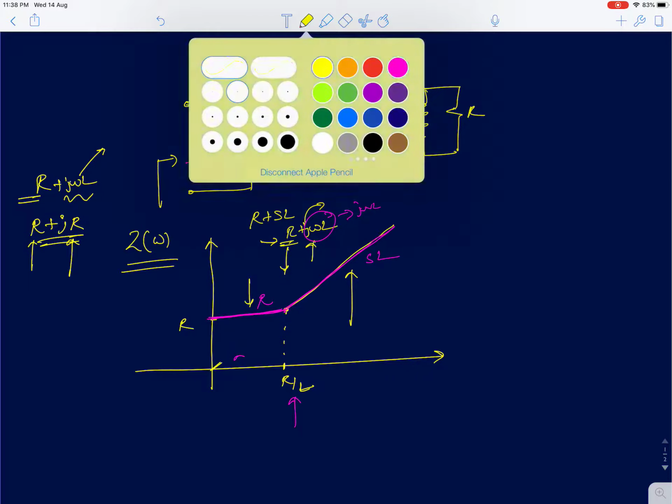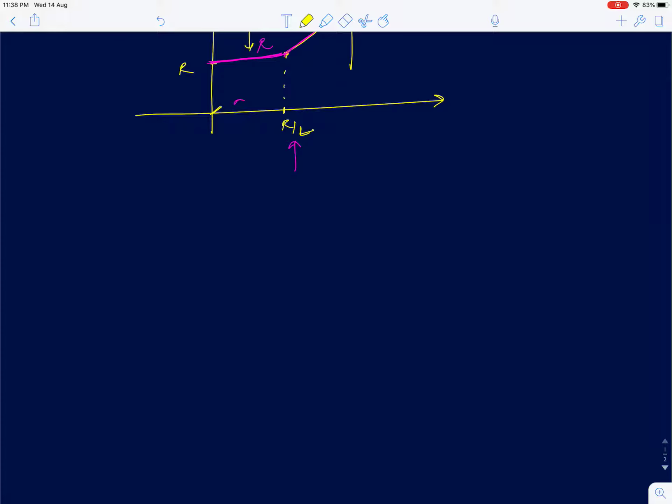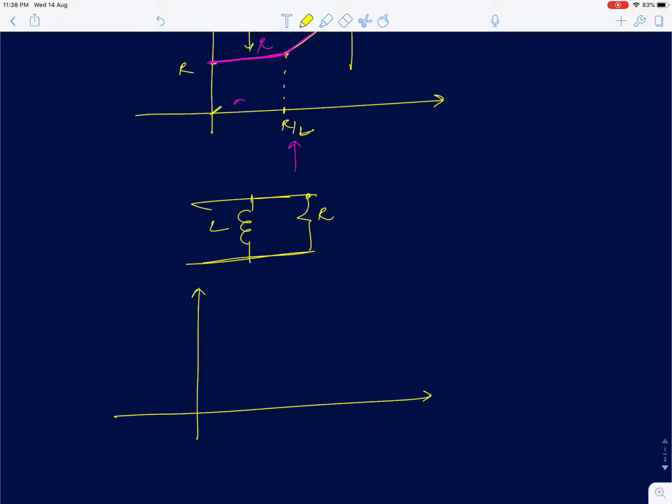Now similarly, when you try to plot the impedance of a parallel RL network, inductor and resistor in parallel, intuitively we can see at low frequencies, when you have two elements in parallel, the element with the lower impedance will dominate the overall impedance. So inductor impedance is going to be very low at low frequencies. So the inductor impedance is going to be linearly increasing like this, and the impedance of the resistor is always constant.